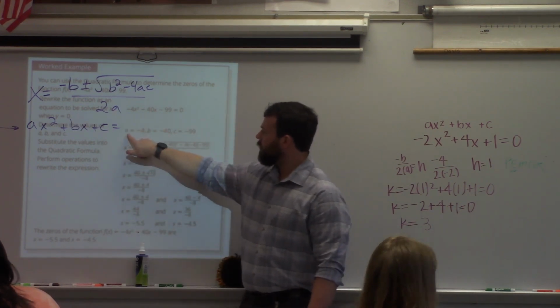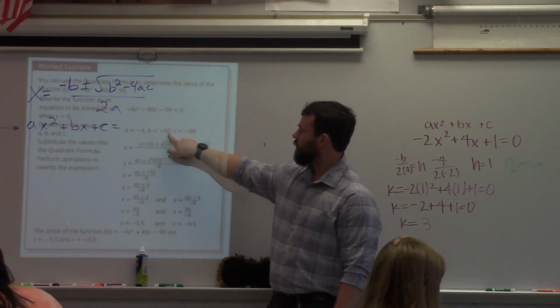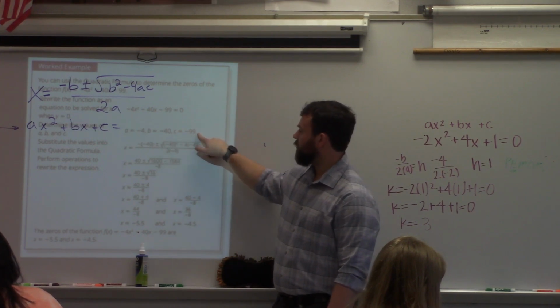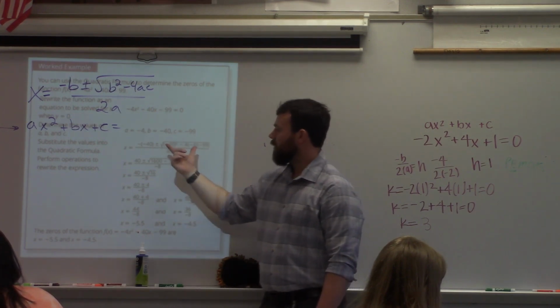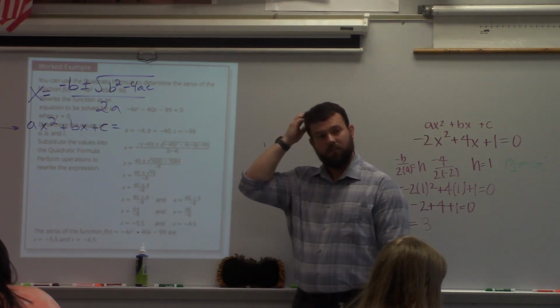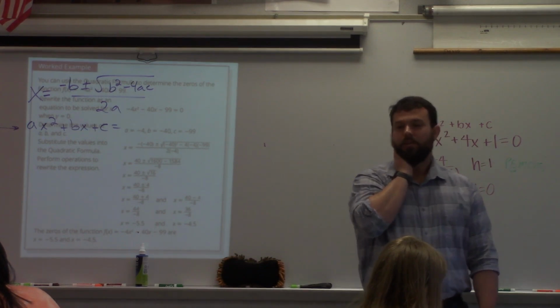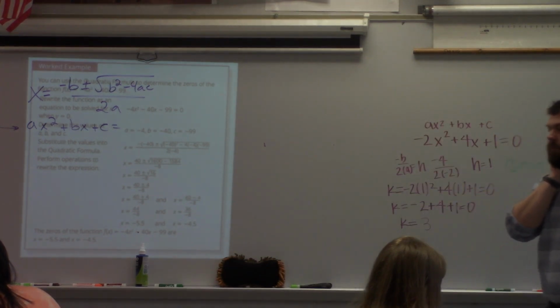They said A is equal to -4. B is equal to -40. C is equal to -99. And they substituted into that equation, and then they simplified. That's it. That's all you're going to do with the quadratic formula. You're going to identify A, B, and C, substitute it into that equation, and then simplify.